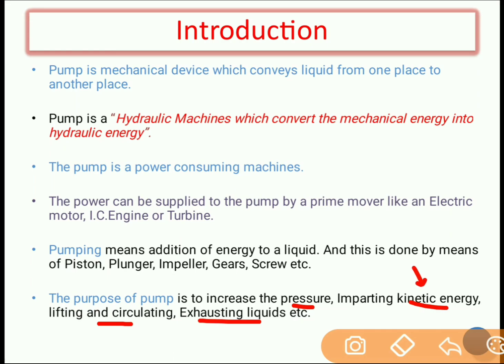Kinetic energy deals with the velocity, as kinetic energy of the liquid can be given as 1/2 m v square, where m is nothing but mass flow rate of liquid and v is velocity of liquid. Pump is also used to lift and circulate liquid or exhaust the liquids.